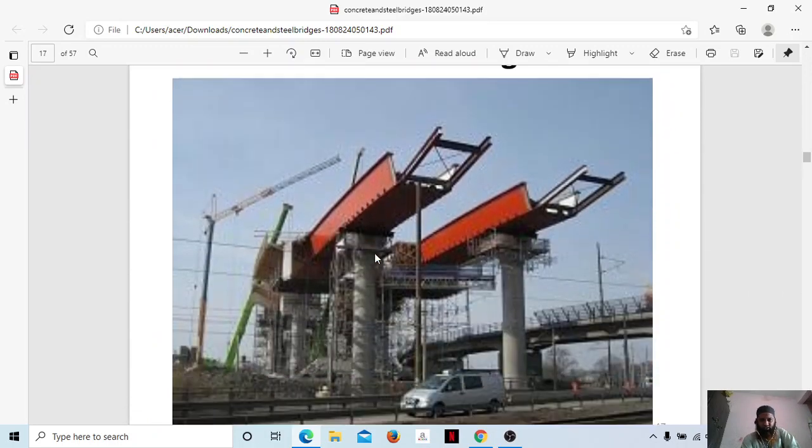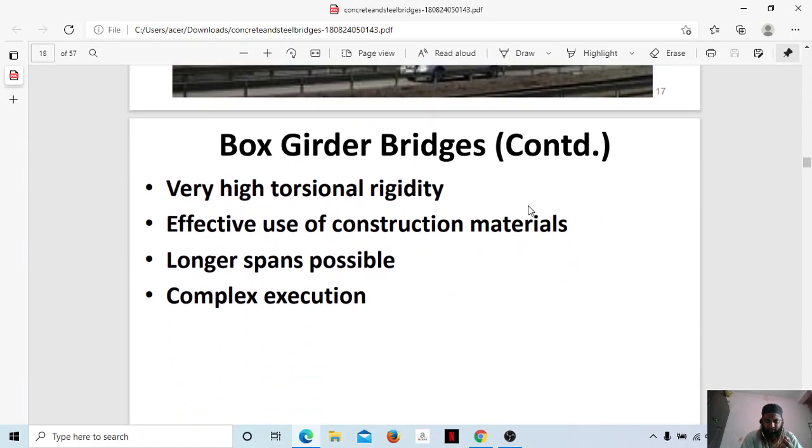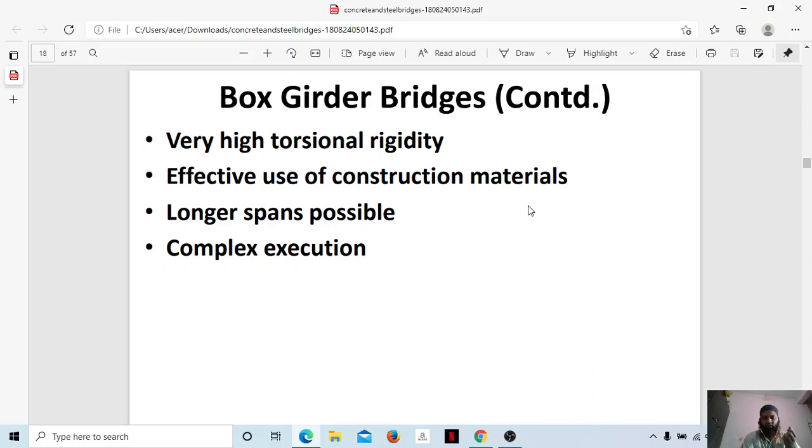Box girder bridges, you can just see here. This part is the on-site construction. This column and this support is the on-site construction, and over this, a box girder is being placed with the support here. Just see here, very high torsional rigidity.